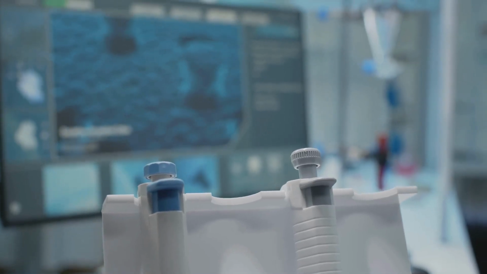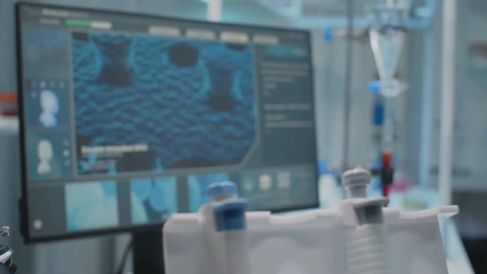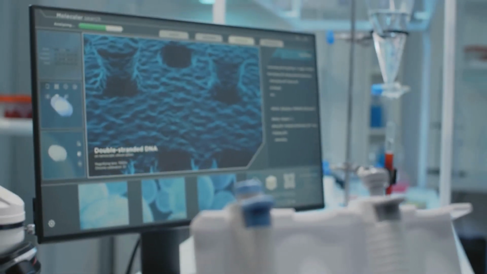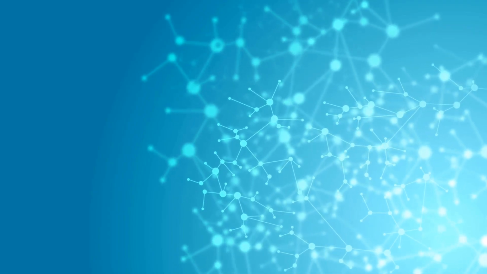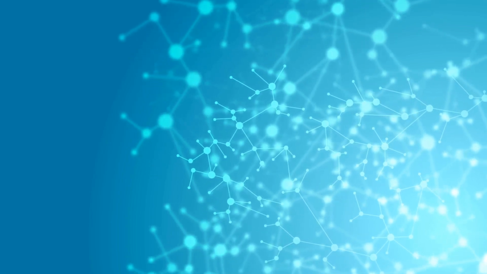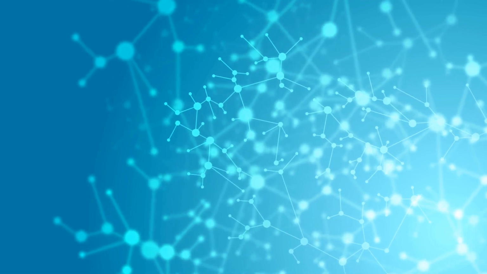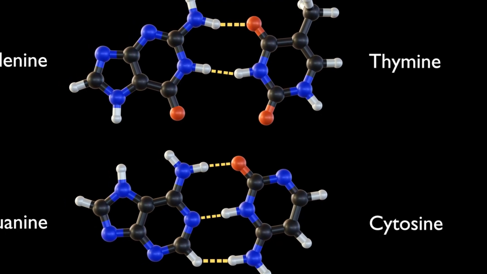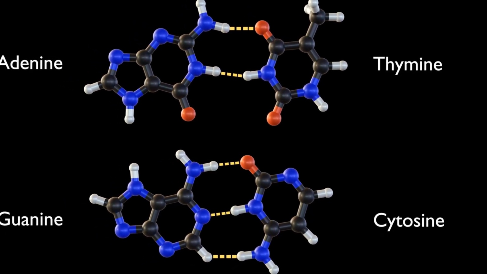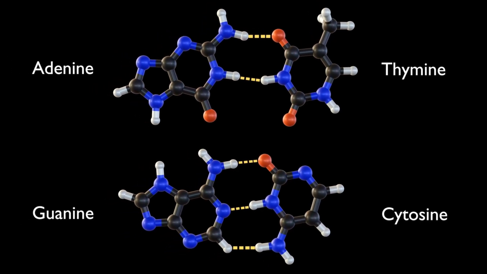The universality of the genetic code underscores the shared ancestry of all living organisms and highlights the interconnectedness of life on our planet. Each rung of the DNA ladder is formed by two bases pairing together. This base pairing is highly specific, ensuring the accurate replication and transmission of genetic information. A always pairs with T, and C always pairs with G. This complementary base pairing is fundamental to the structure and function of DNA.